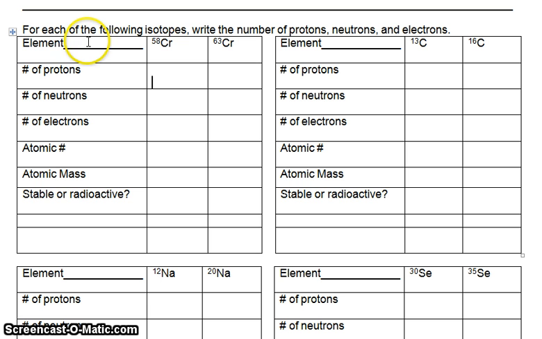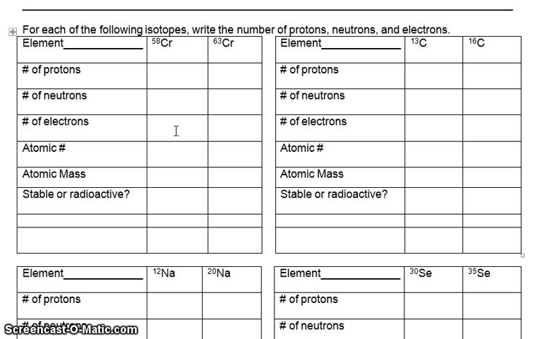All right, so what you need to do is write down the name of the element up here. These are two different isotopes of the same element. So this is Cr, which I'm just going to tell you right now, it's chromium 58 and chromium 63. So here you would write down the number of protons, which should be the same regardless of the isotope, the number of neutrons, which is going to be different, and the number of electrons, which I'm going to let you decide and figure out if that's going to be the same or different.